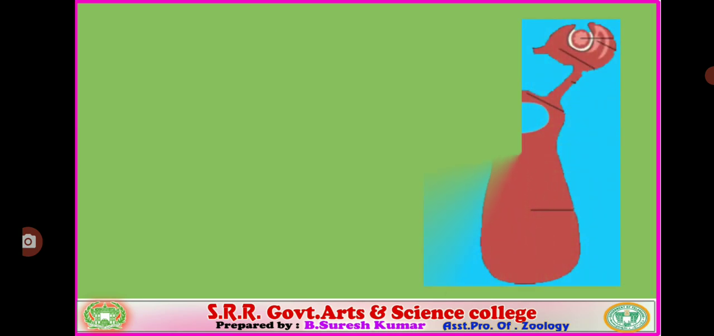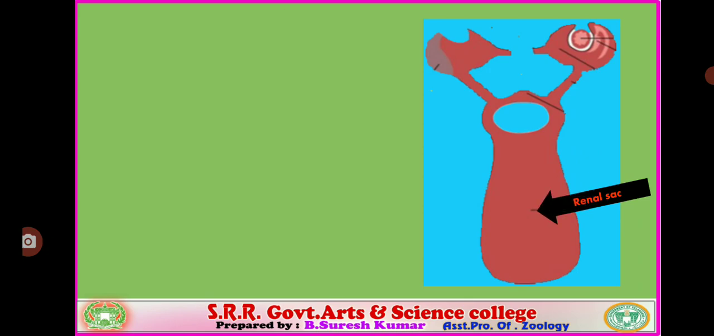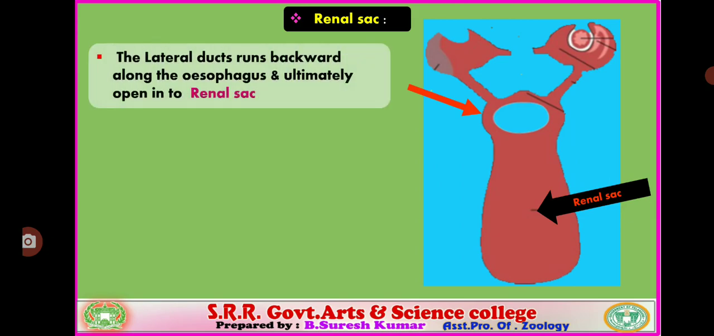Let us see what the renal sac is. This is the final part of the green gland. It is a larger sac-like structure. The two lateral ducts run backward along the esophagus and ultimately open into the renal sac. Okay, you observe the renal sac in the diagram, the visual representation.